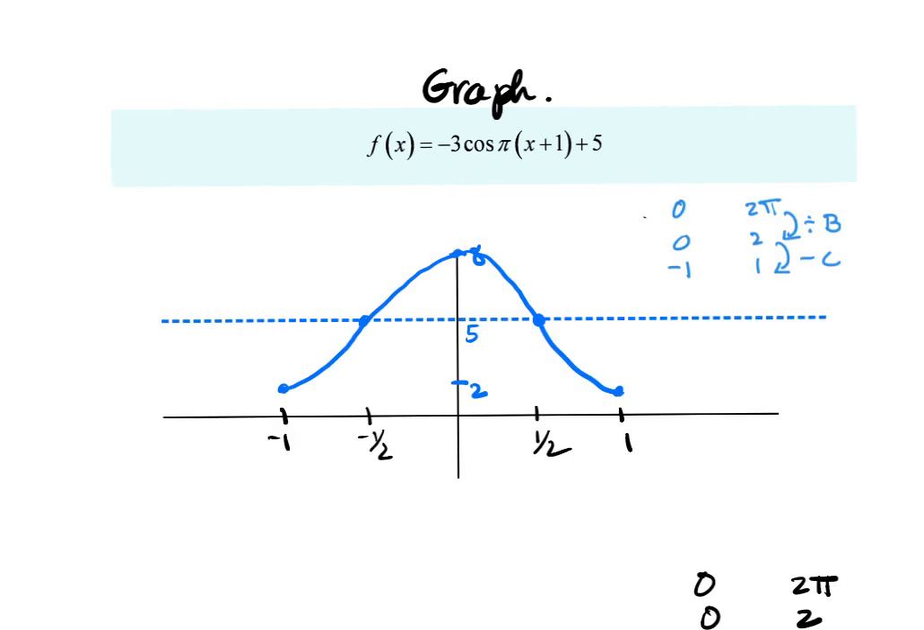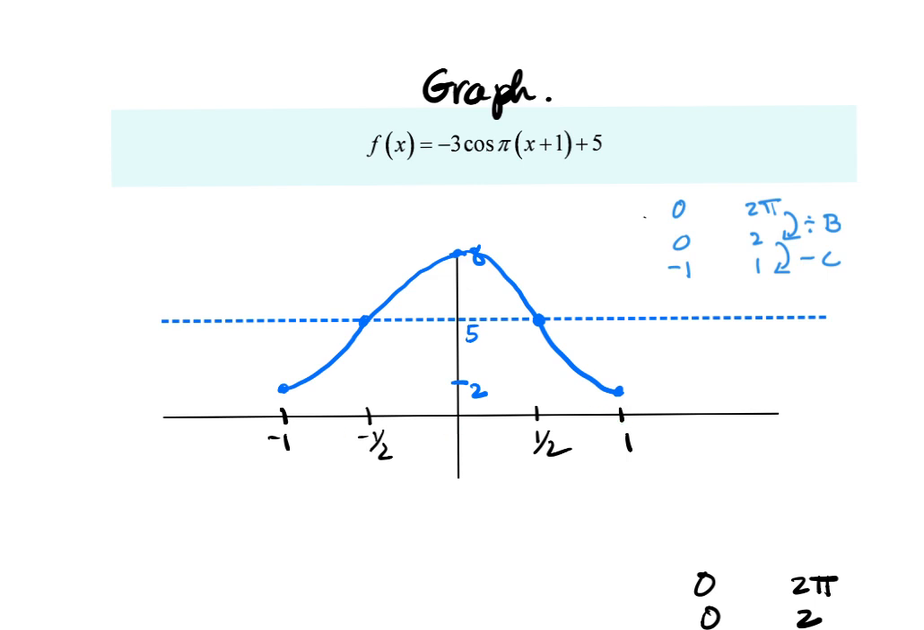So here's the graph that goes along with this function. You'll notice that I figured out what the window was by taking the standard window for cosine between 0 and 2 pi. I divided both of these by b, and that became 0 to 2. And then I shifted it to the left by subtracting c, which was 1. So the endpoints of the period that I'm going to graph are between -1 and +1. I found my midpoint, which was 0.